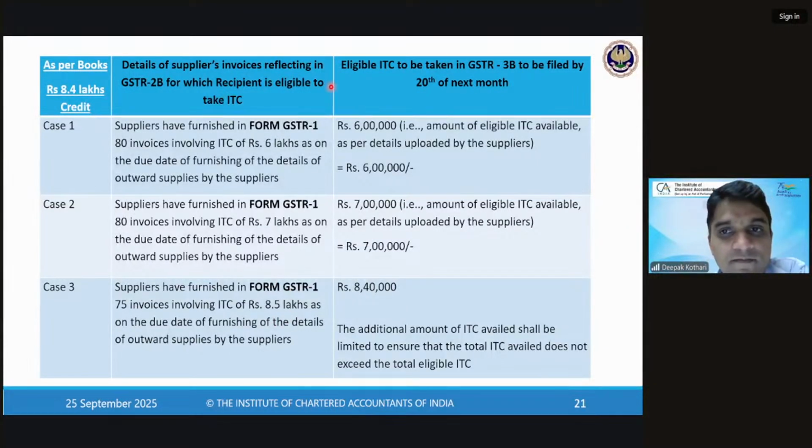Okay, sir. Thank you. Sir, I didn't notice that as per books it was 8.45 lakh credit. That's why I was confused. Now I am clear.